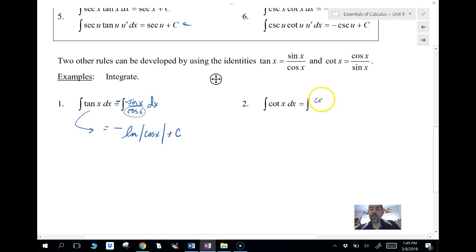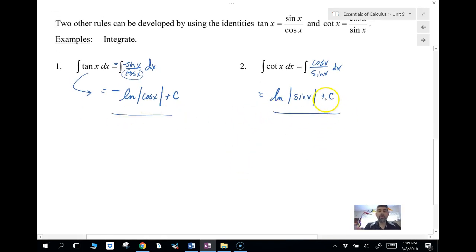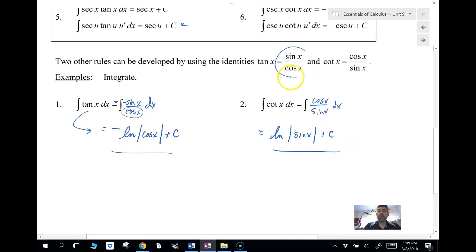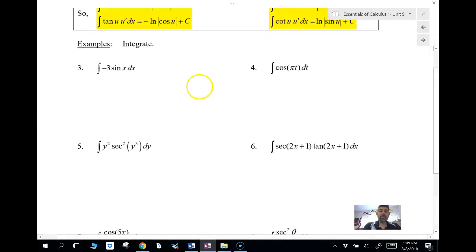Cotangent, same thing, right? Cosine x over sine x dx. And this time I actually don't need a negative. So this is just going to be straight up the ln of the absolute value of sine x plus c. So that's a couple of other ones. If you wanted to memorize those, you can, but you can also just use the identity. All right, let's take a look at some problems here.